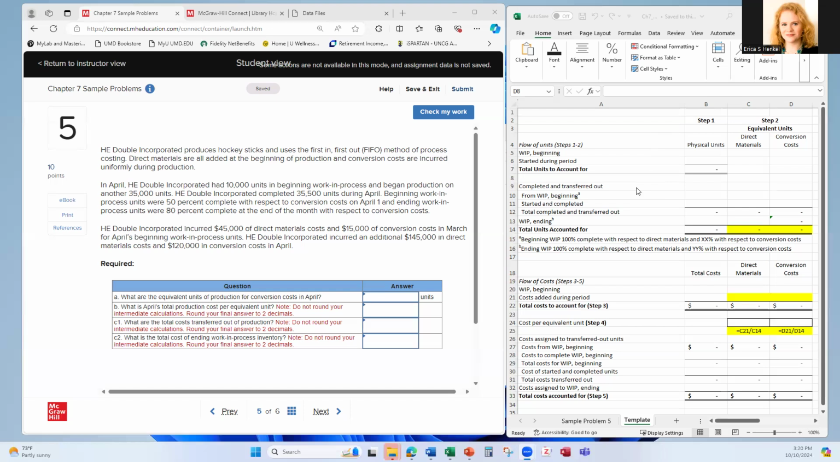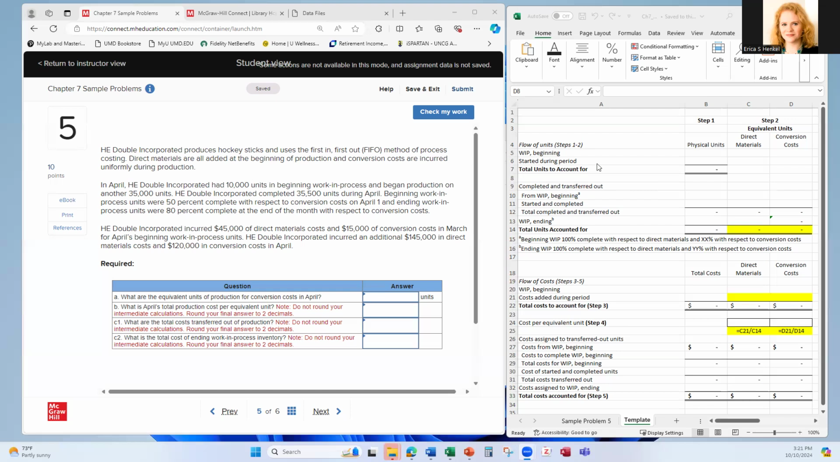All right. Now, for the chapter 7 problem number 5, we've got HE double incorporated. It produces hockey sticks and uses the first in, first out method of process costing. Direct materials are added at the beginning of production with conversion costs incurred uniformly during production, like the other problems we've looked at here.